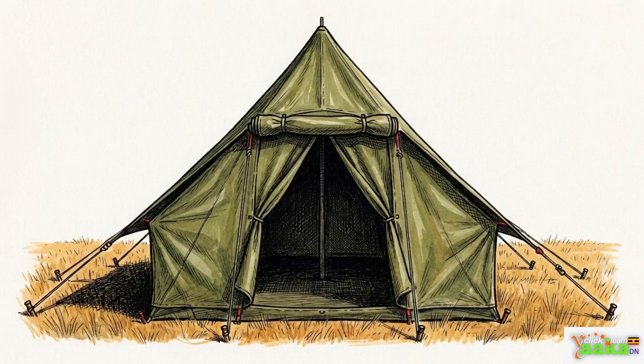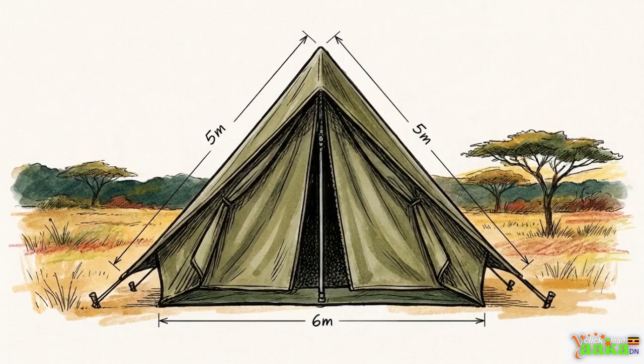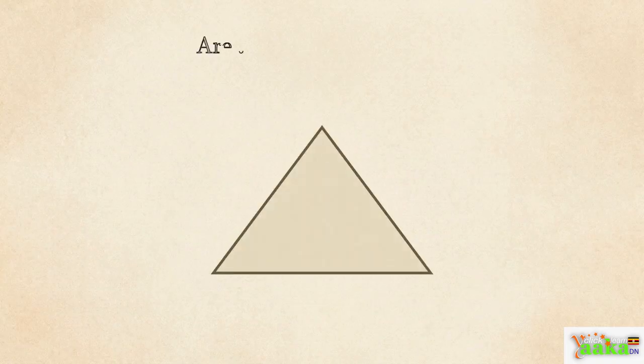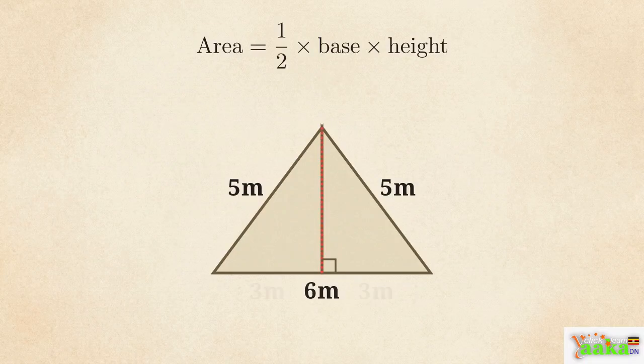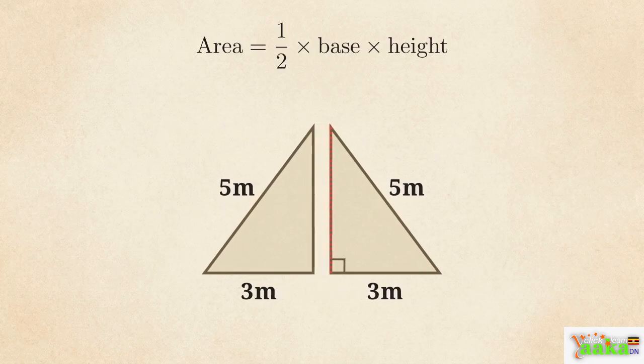We need to calculate the front area of this canvas tent. The shape is an isosceles triangle with a 6-meter base and 2 equal 5-meter slanted sides. To find the area of any triangle, we multiply the base by the perpendicular height. This means we cannot use the 5-meter slanted edge as our height measurement. To find that height, we drop a vertical line from the peak to the base. This splits the isosceles shape into 2 identical right-angled triangles with bases of exactly 3 meters.